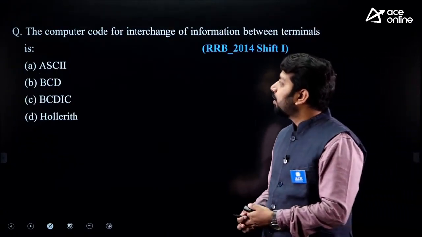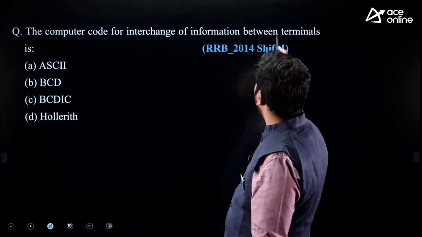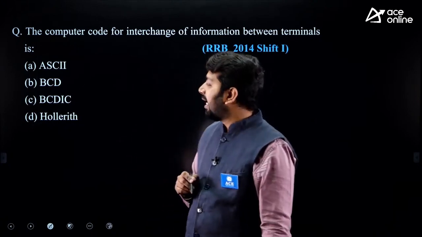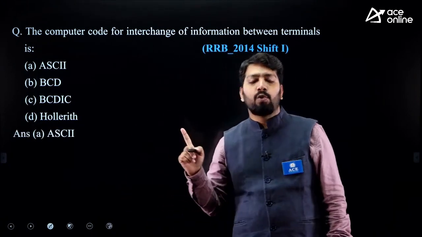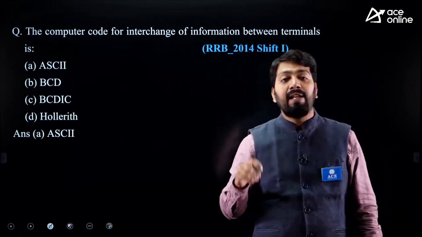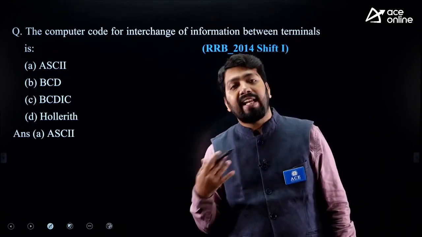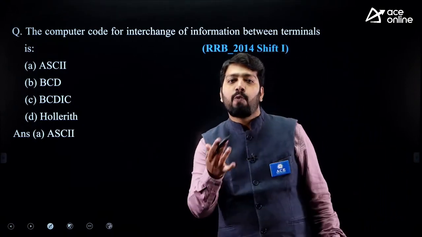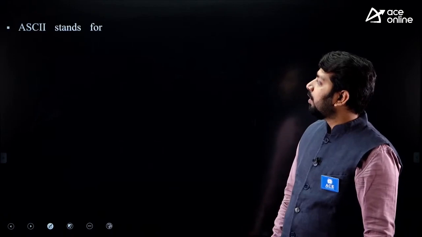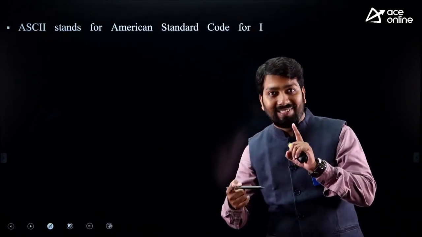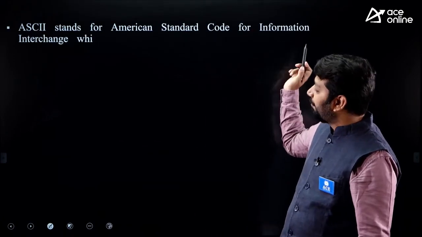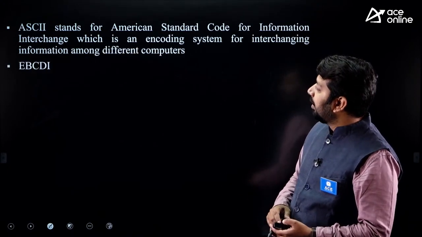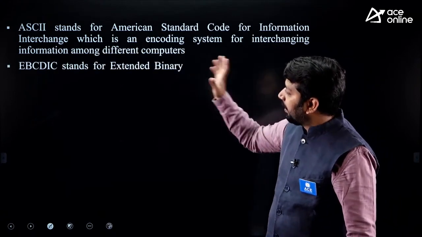The computer code for interchange of information between terminals. Answer is ASCII code. There are so many questions based on ASCII code in various exams, like ISRO, NEET, BARC. So let's see what ASCII code is. ASCII stands for American Standard Code for Information Interchange, which is an encoding system for information. Even the full form has been asked in the exam.